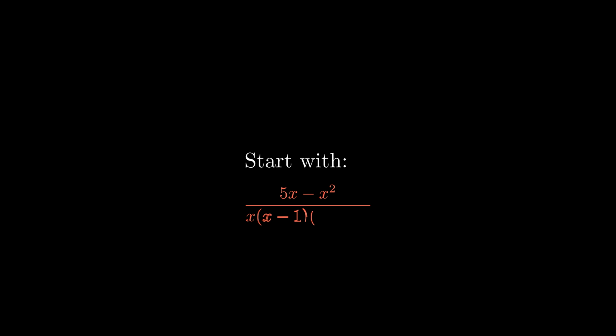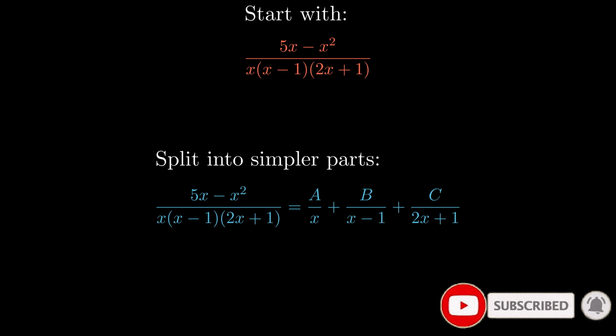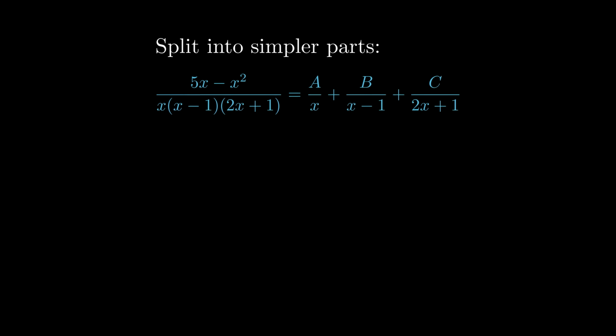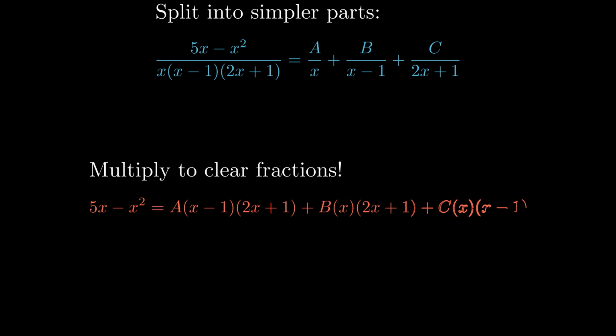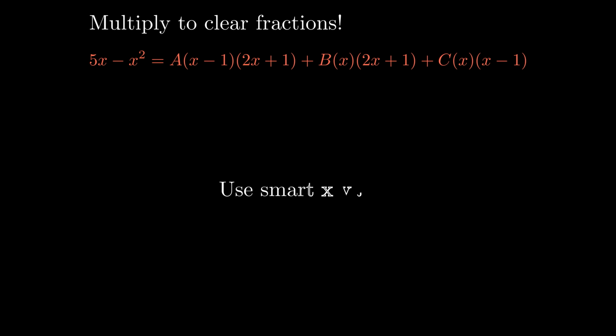We start with 5x minus x squared over x times x minus 1 times 2x plus 1. We break it into 3 parts, 1 over x, 1 over x minus 1, and 1 over 2x plus 1. Now multiply both sides by the bottom part to get rid of the fractions. Let's choose x values that make the letters a, b, and c easier to find.